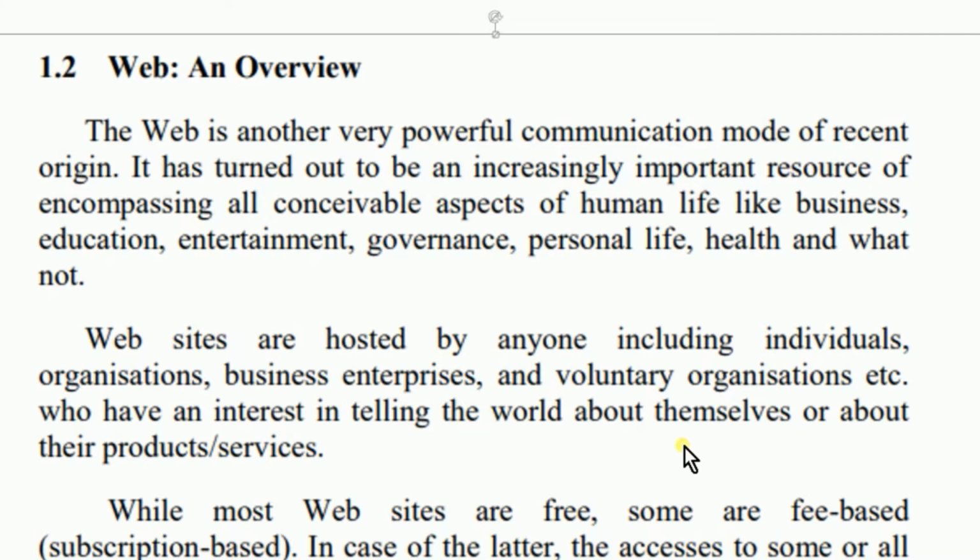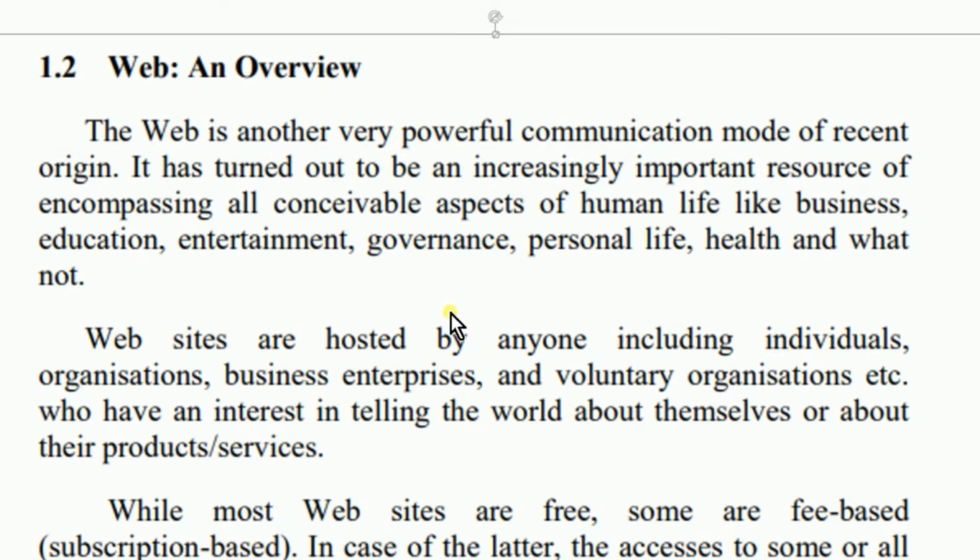The web is another very powerful communication mode of recent origin, and it has turned out to be an increasingly important resource encompassing all conceivable aspects of human life like business, education, entertainment, governance, personal life, health, and what not. That means everything is covered in the web-related concept. The web means internet information pages, and websites are the combination of these information pages.